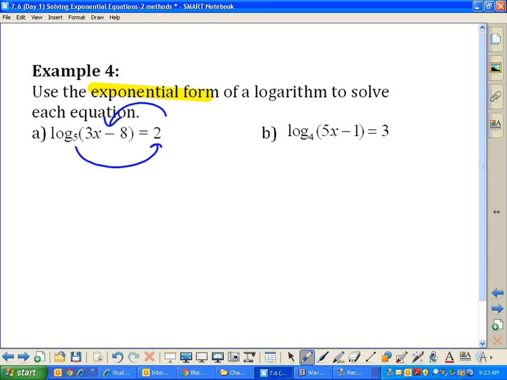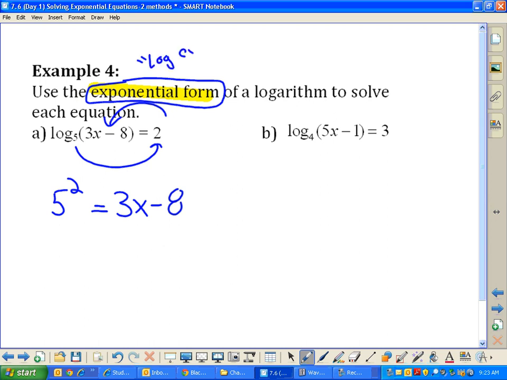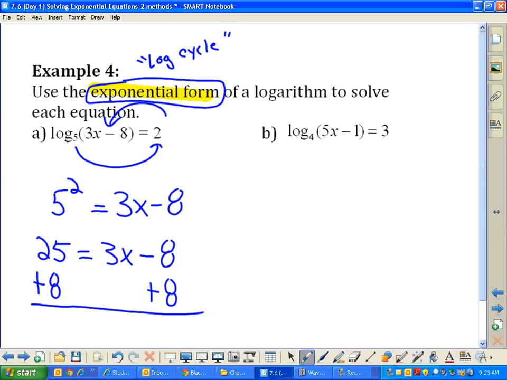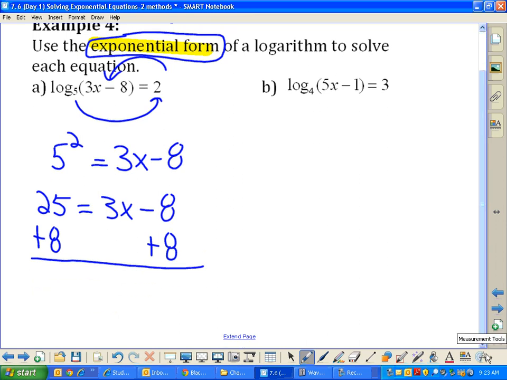So here's how that looks. Basically what we're saying right now is 5 squared is actually equal to 3x minus 8. That's what they mean by writing it in exponential form. Use your log cycle. So 5 squared is 25, and that's equal to 3x minus 8. And then, you know, we solve all of our linear equations by moving our variables to one side and constants to the other. So I'm going to go ahead and move my constants around a little bit. Using the addition property of equality, I can add 8 to both sides. And then 25 plus 8 is 33.